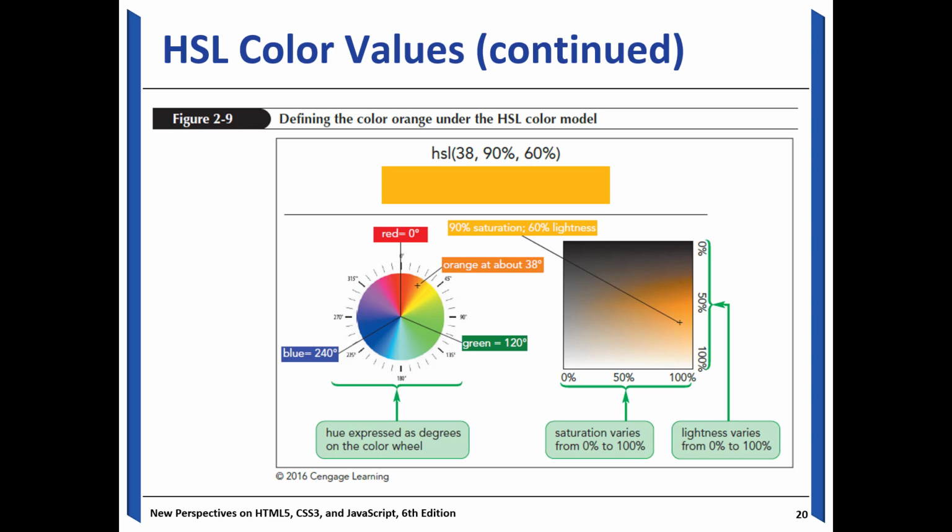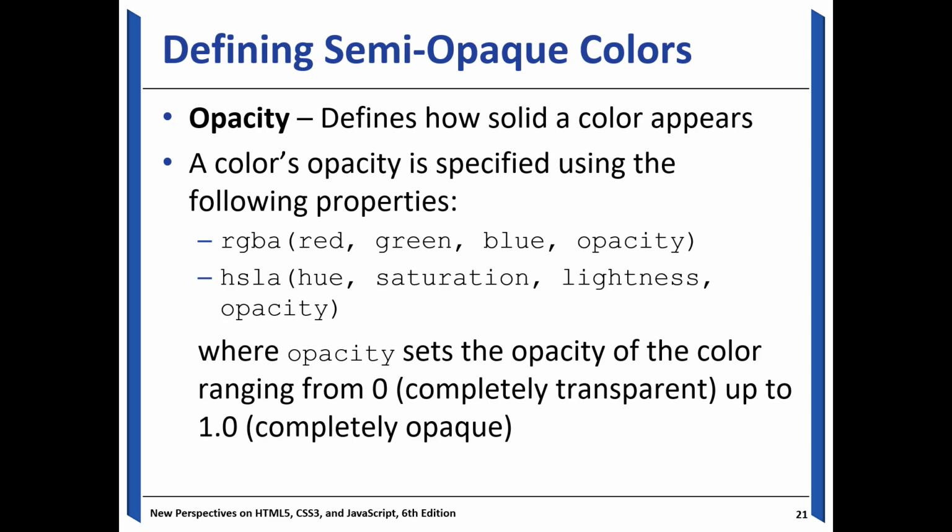Orange, for example, is created from a high intensity of red, a moderate intensity of green, and a total absence of blue. CSS represents these intensities mathematically as a set of numbers called an RGB triplet. Opacity defines how solid the color appears. The color's opacity can be specified using either of the following RGBA and HSLA properties. Opacity sets the opacity of the color ranging from 0 up to 1.